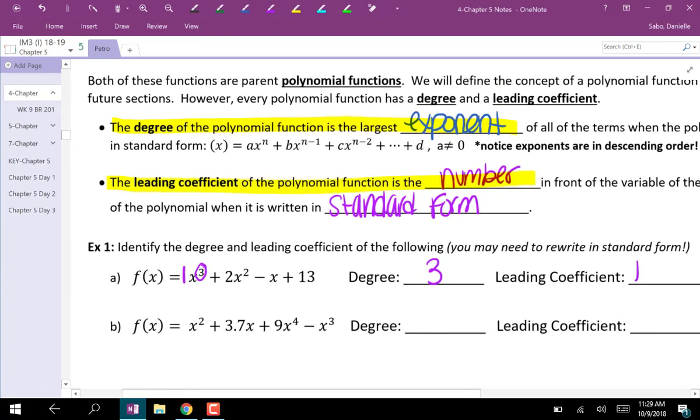Okay, now let's look at this one. I have 2, 1, 4, 3. What is my degree? 4. It's the highest one, and circle it so you remember. Okay, it's 4.